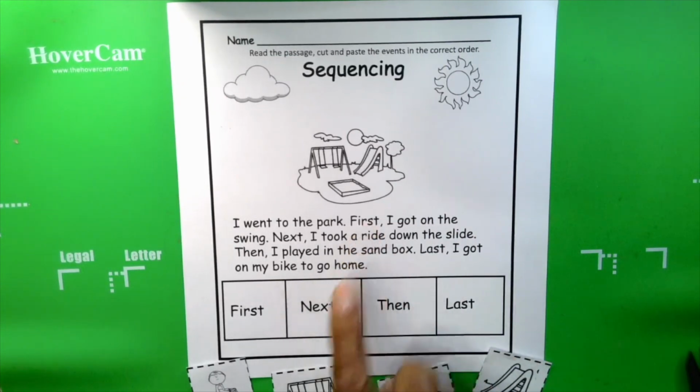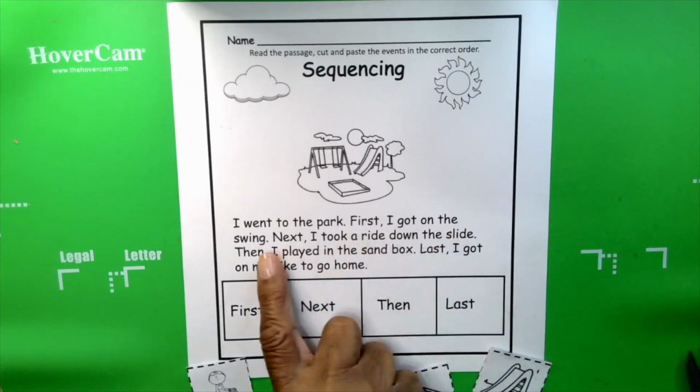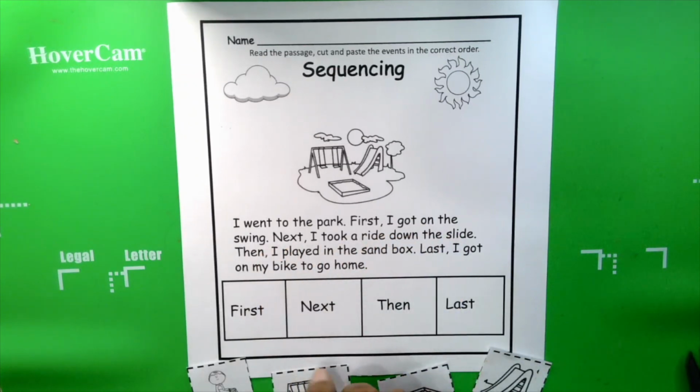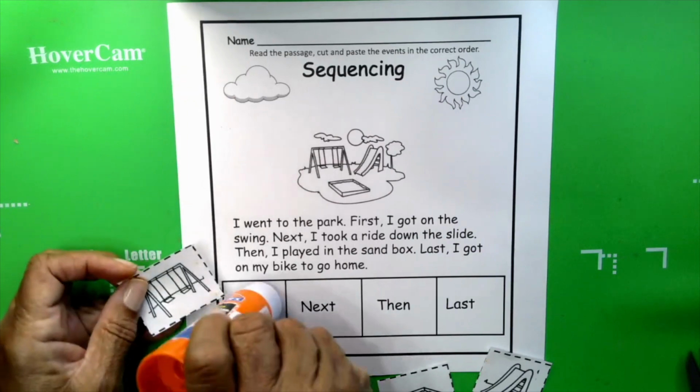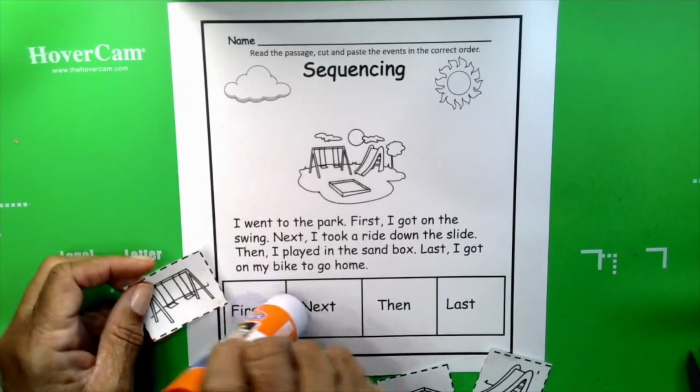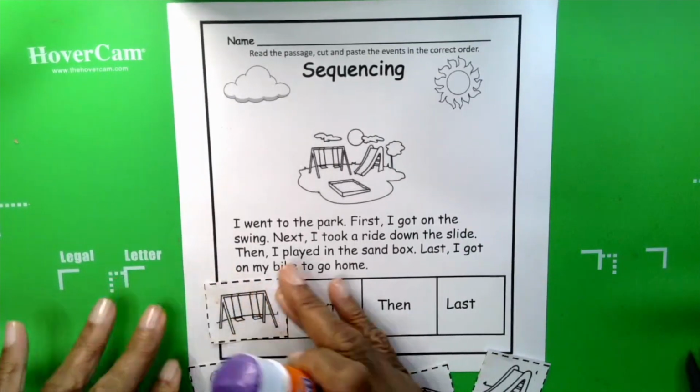First, and we're going to look for this word, first, I got on the swing. So we know that's the first thing he did. You're going to need your glue stick. Get the picture of your swing. We're going to just do a swirl and glue the picture in the box.